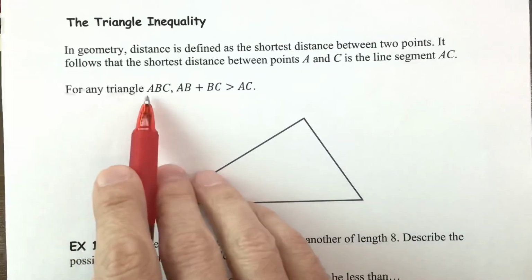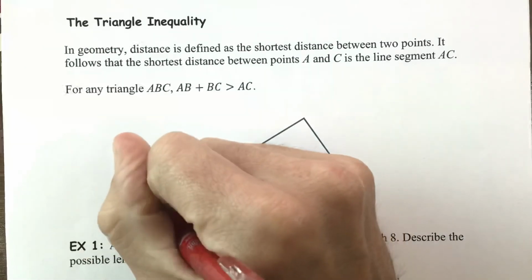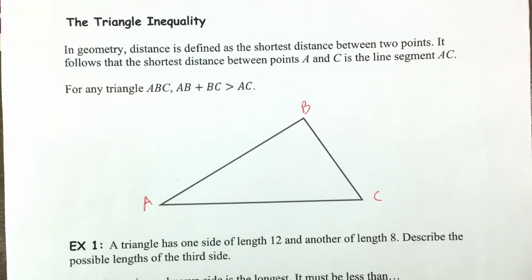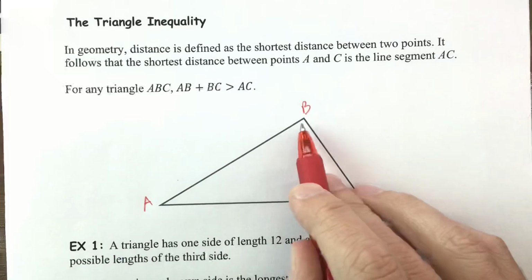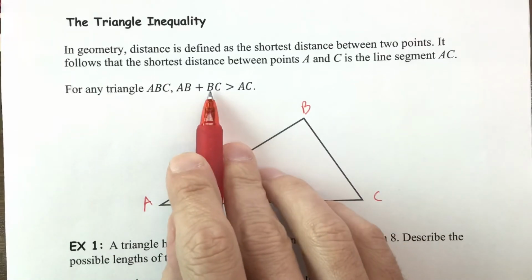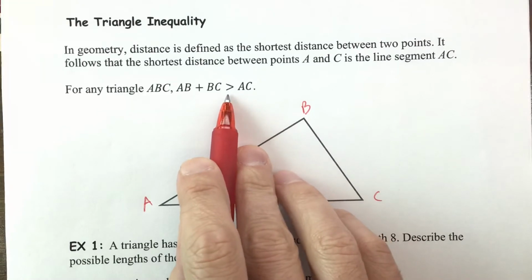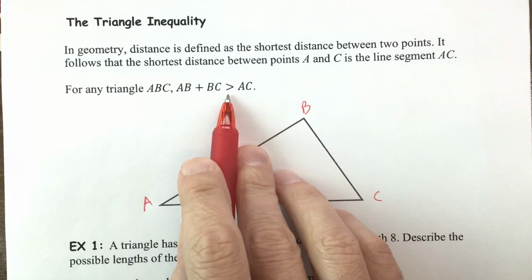All right, for any triangle ABC, let's go ahead and label this one here. Let's call this A, call that B, and call that one C. For any triangle ABC, AB, the length of that segment, plus the length of BC, this segment right here, would be greater than, all right, remember that this is an inequality, things that are not equal.